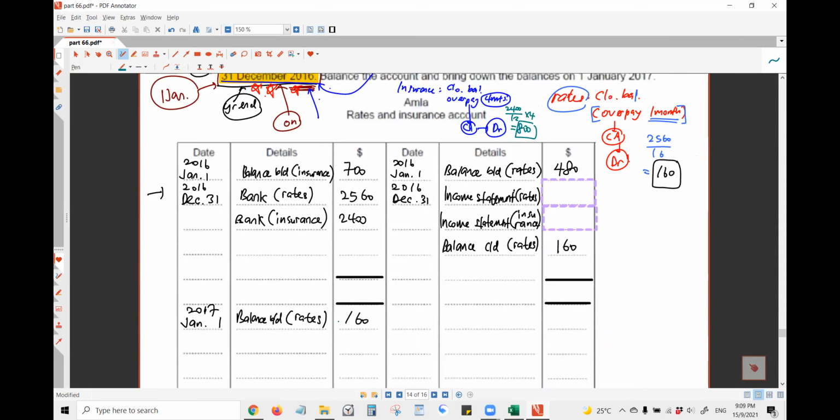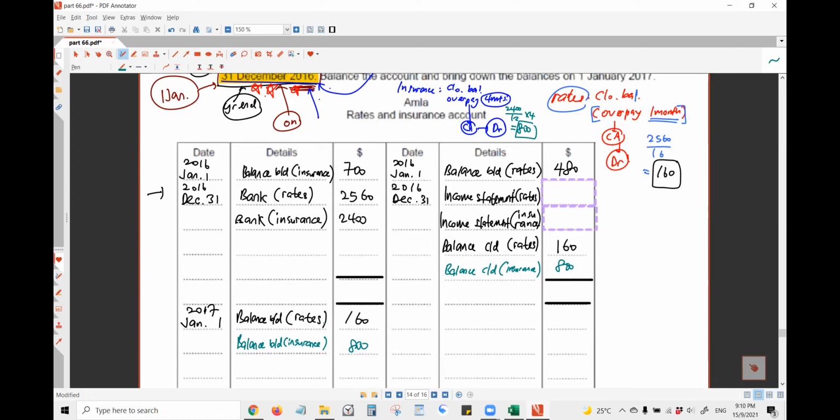So where should you put this? You put it here, on the debit side. Balance BD. In bracket, write insurance. Move it up diagonally. Be careful with all the closing balances. Complete the balance BD first before you move it up. Don't write the balance CD first. Write the balance BD first.